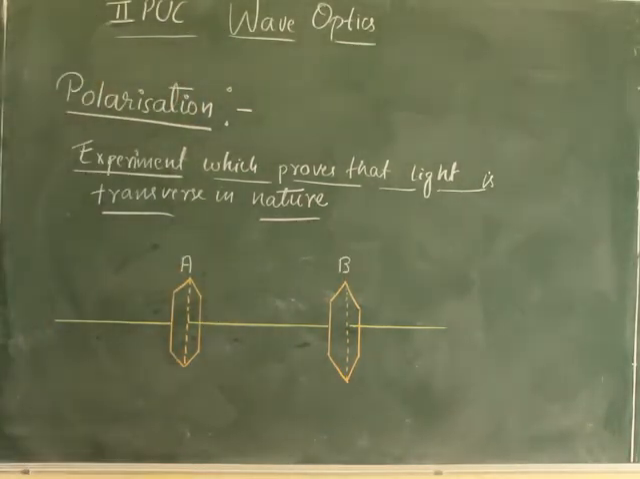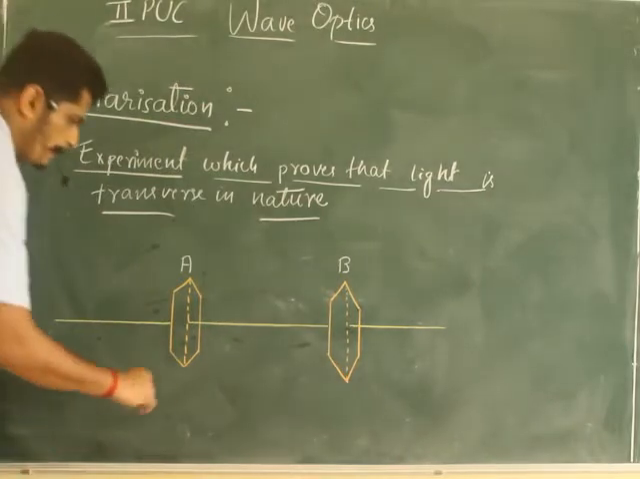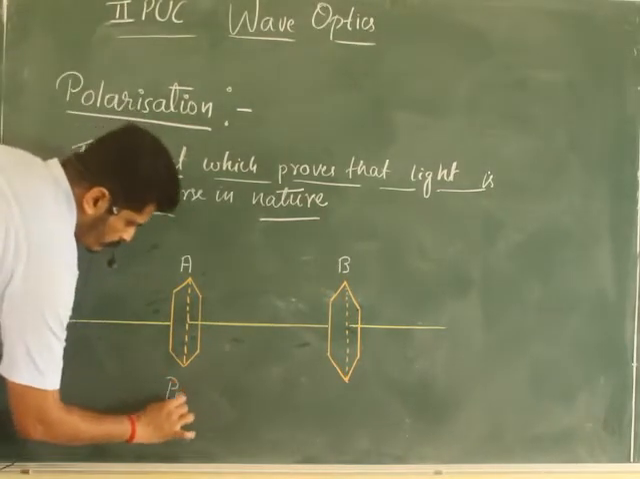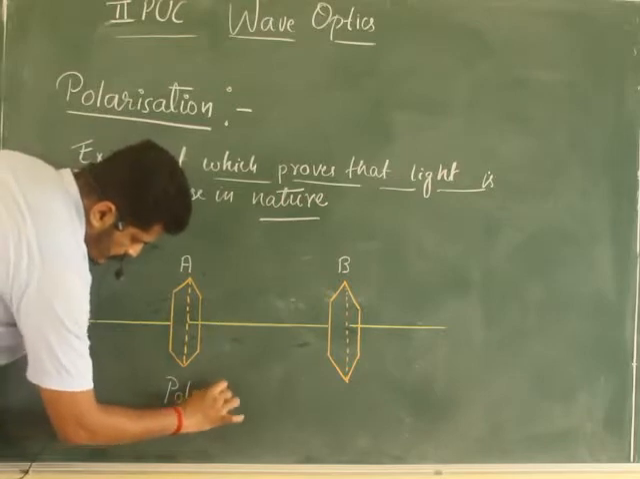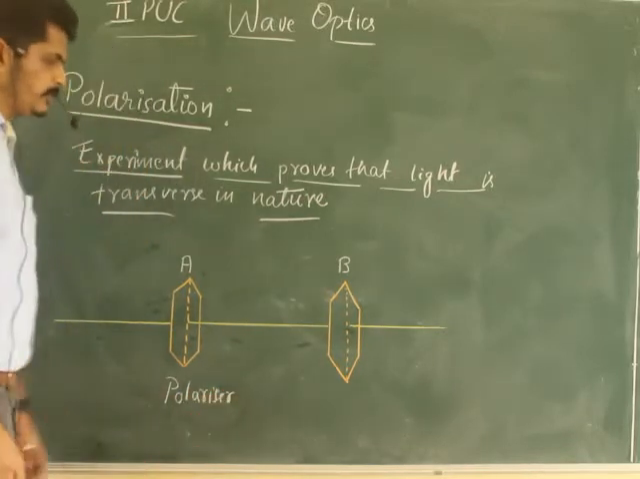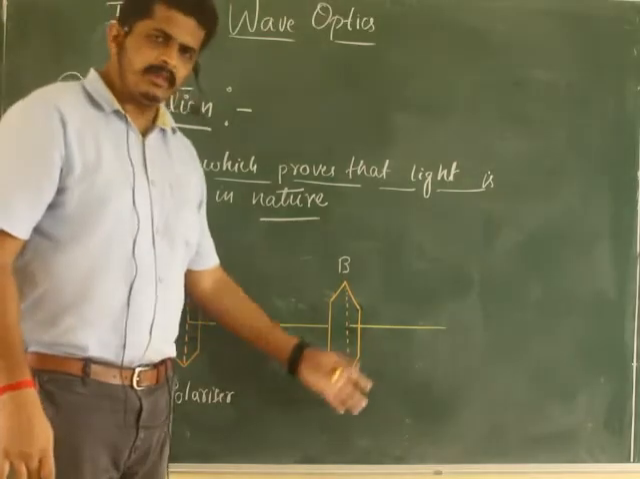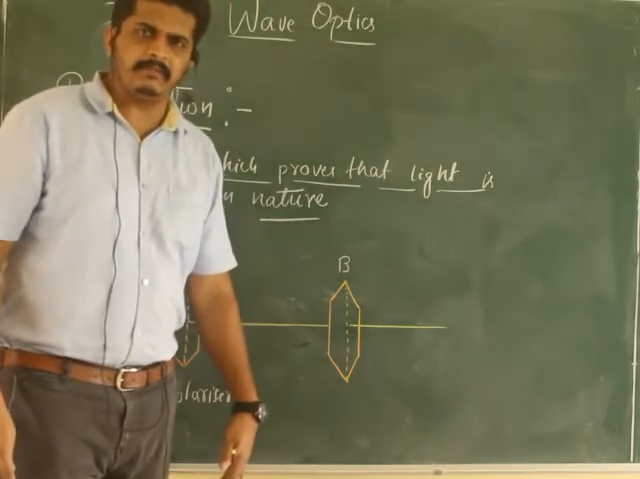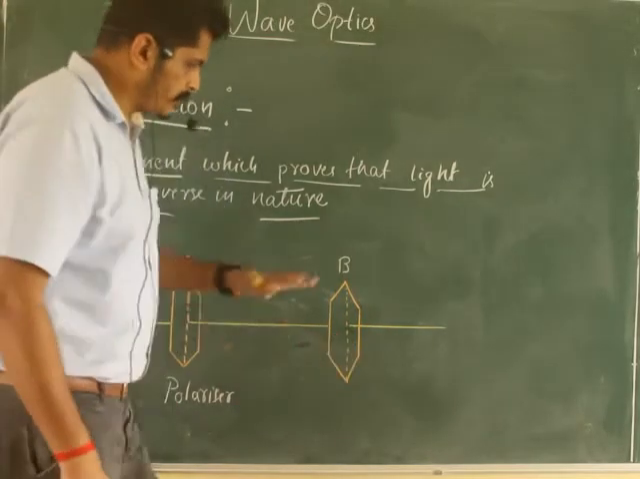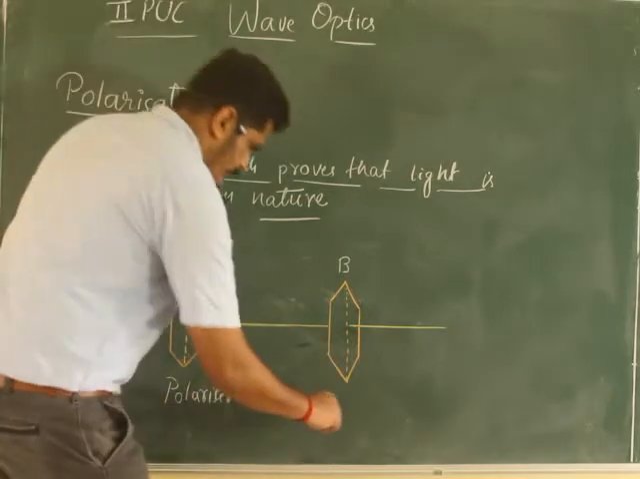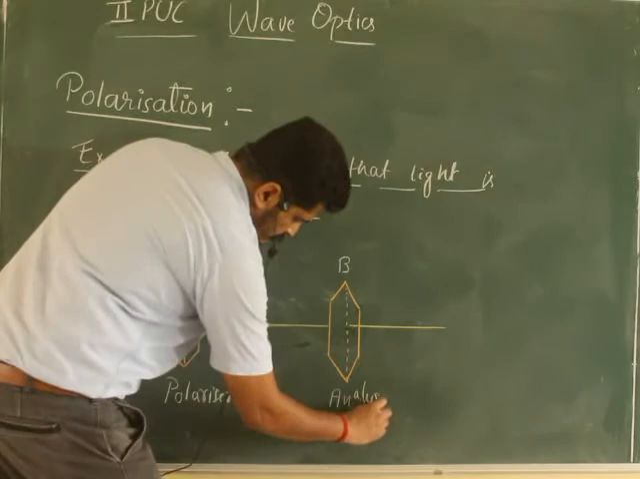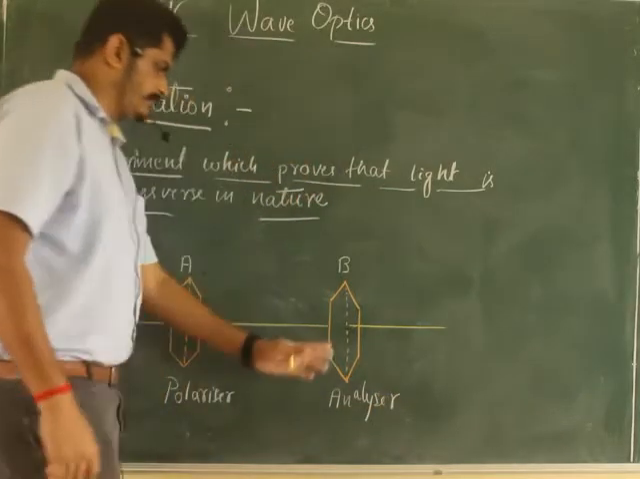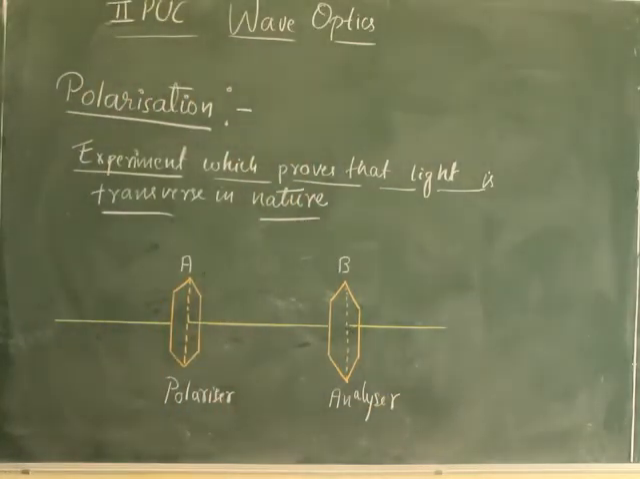A means it's nothing but tourmaline crystal which polarizes. Okay, polarizer. What about this one? This one is also a polarizer itself. But here it is used to check whether it is already polarized. That is why we say this is analyzer. Okay, that's why, analyzer. So hope this diagram is clear for you.